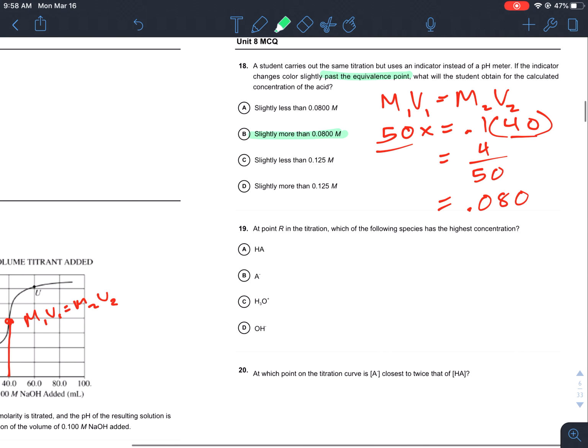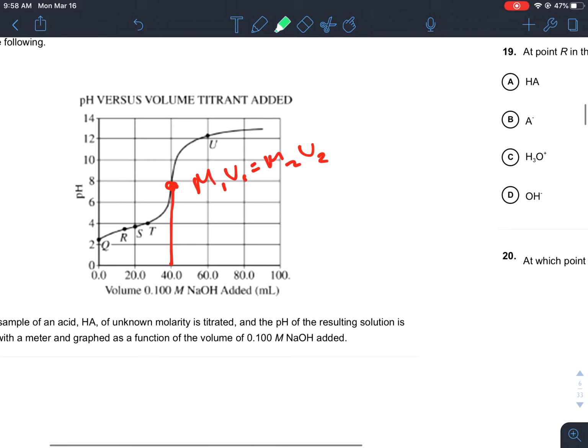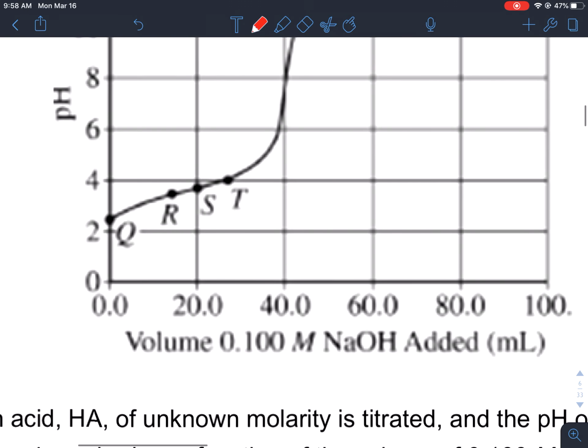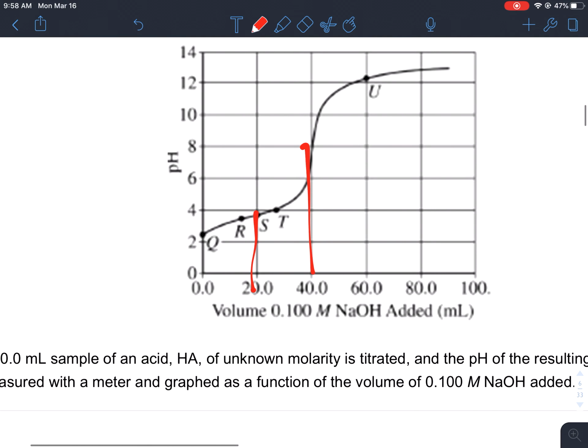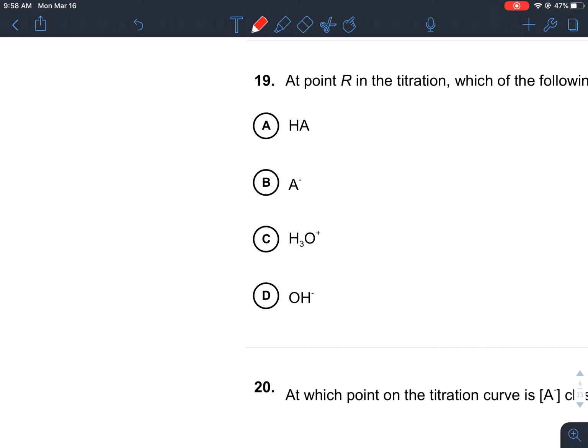Okay, 19. At point R, the titration of which of the following species has the greater concentration? Let's look at R. Where's R? Oh, shoot. R is way at the beginning. Look, S is the halfway equivalence point because 40 and 20, right? But R is even before the halfway equivalence point. Halfway equivalence point is when A minus is equal to HA, right? This is where we still have more HA. We haven't reached the halfway equivalence point when we're at R.